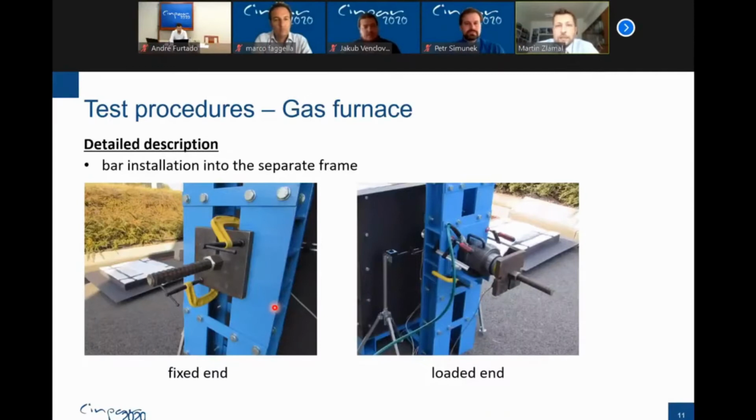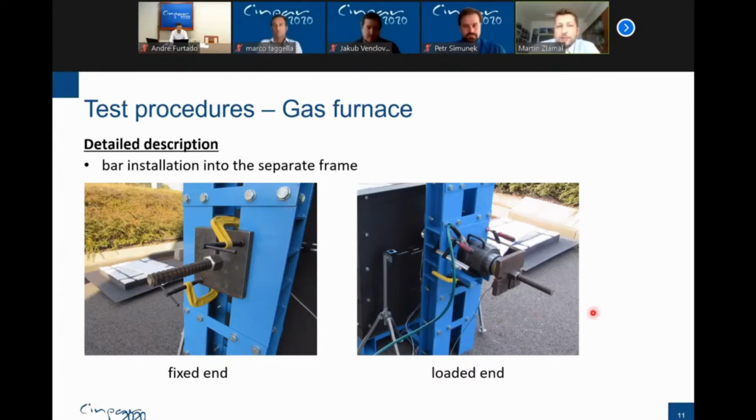I have here some pictures from this experiment. On the left side, you may see the bar installation. We have here the fixed end in a separate frame. This separate frame is around the furnace, and on the right picture, you may observe the loaded end.